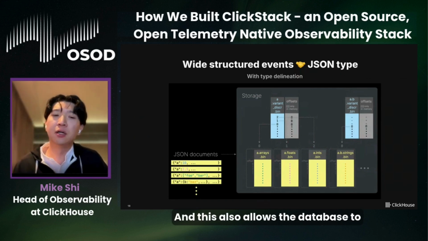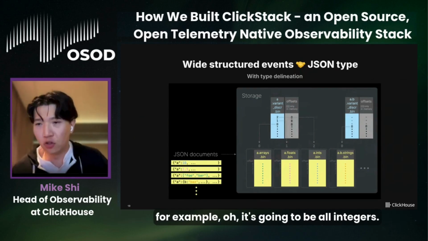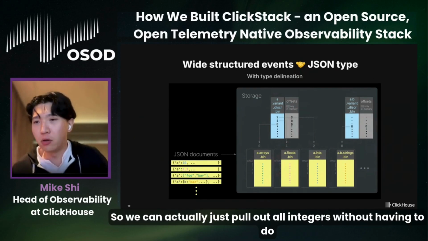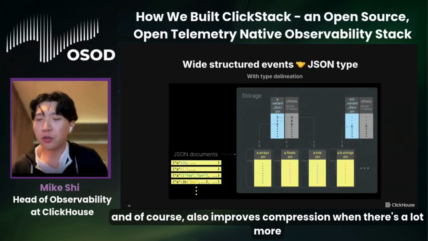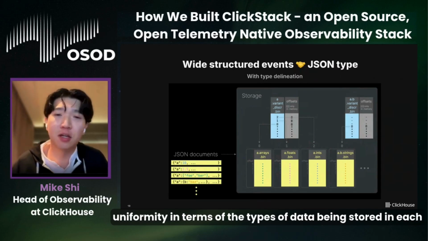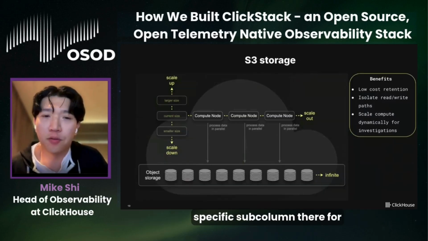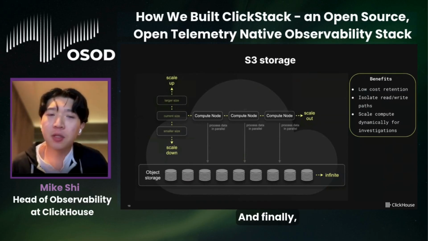And this also allows the database to be really effective in reading the data out, because we'll know, for example, oh, it's going to be all integers. So we actually just pull out all integers without having to do extra type casting on top of it. And of course, it also improves compression when there's a lot more uniformity in terms of the types of data being stored in each specific subcolumn for the data type.